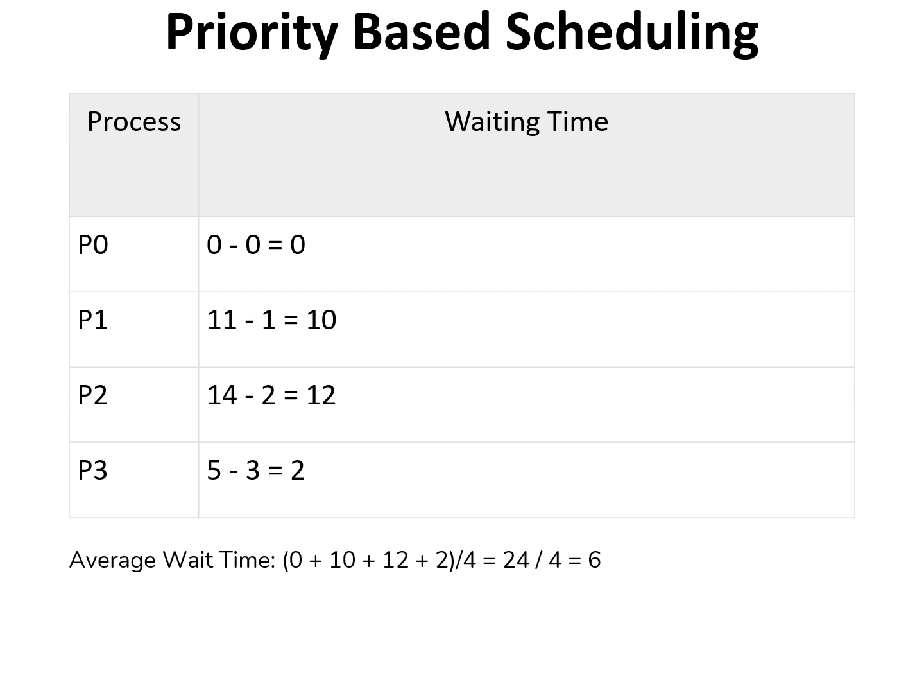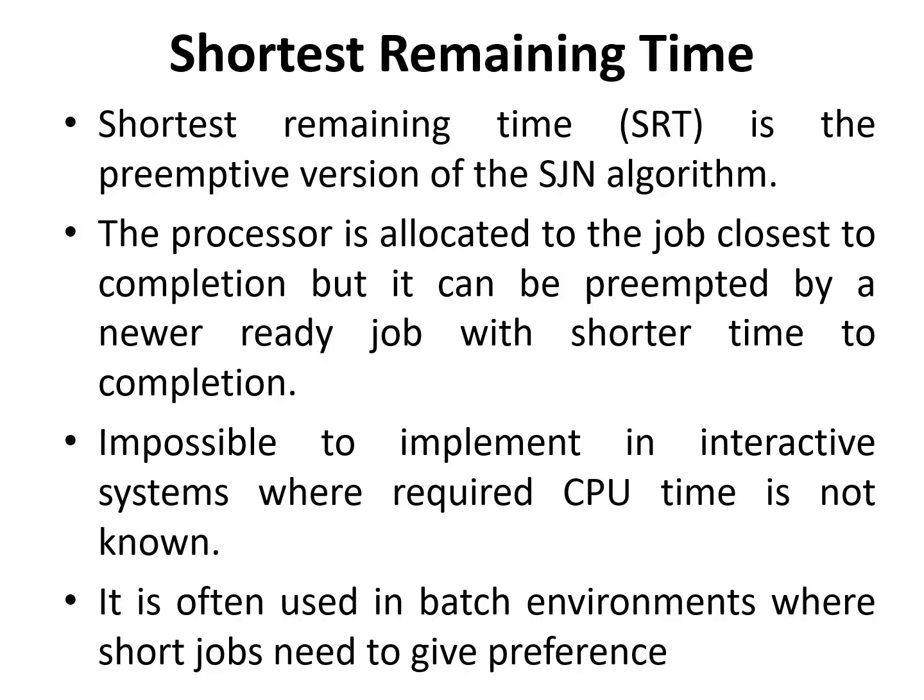So FCFS is completed, shortest job next is completed, and priority based scheduling is also completed. Next we have shortest remaining time. That means if a process gets into the CPU and comes out before finishing, say the total time is 10 milliseconds and it comes out after 8 milliseconds, only 2 are remaining. Based on the remaining time, the process having the least remaining time is the one we choose into the CPU. This is called shortest remaining time.